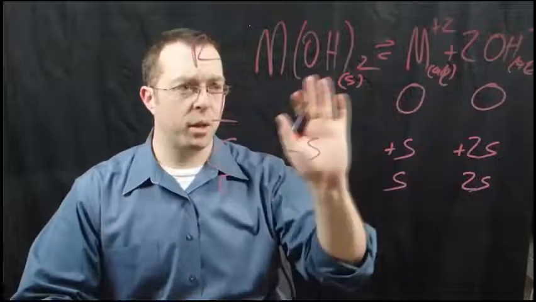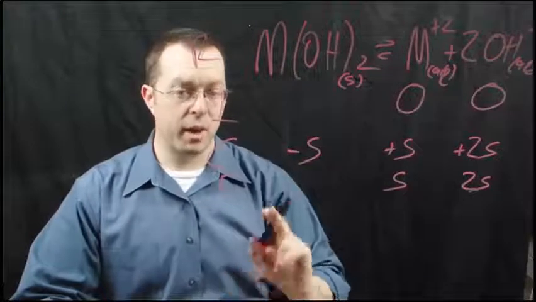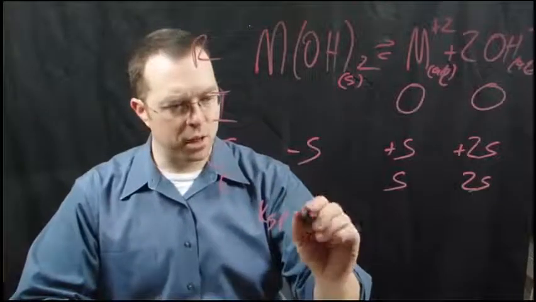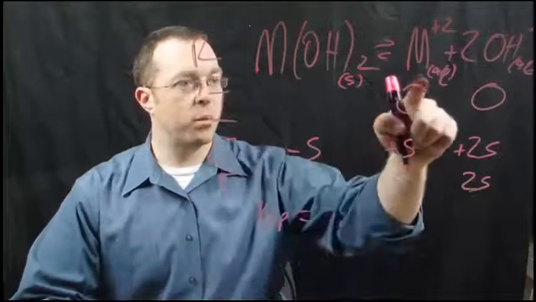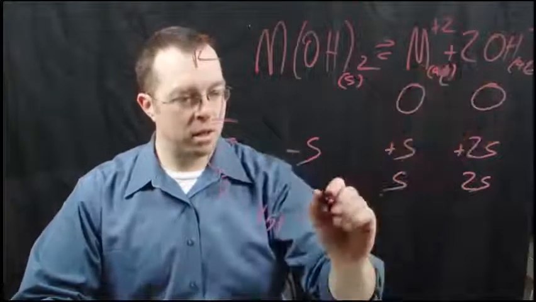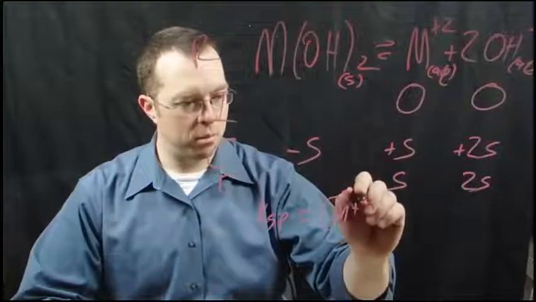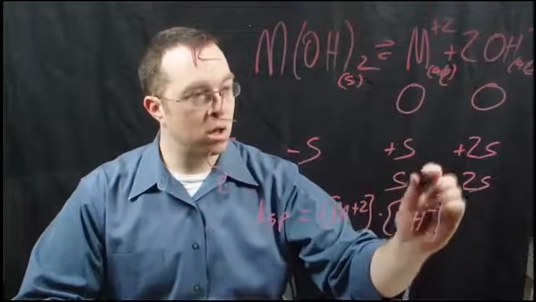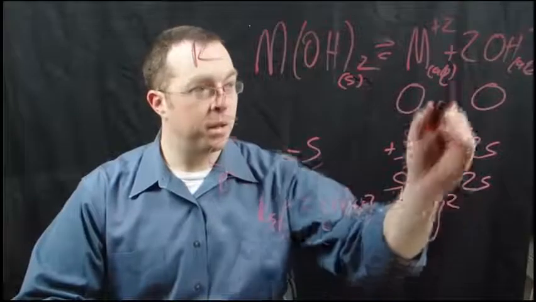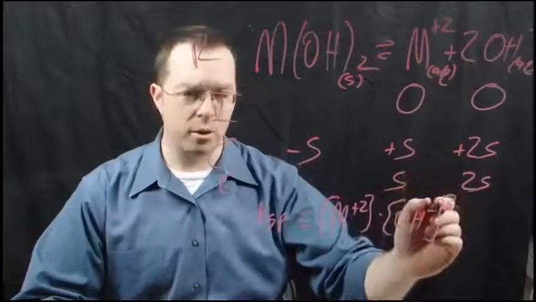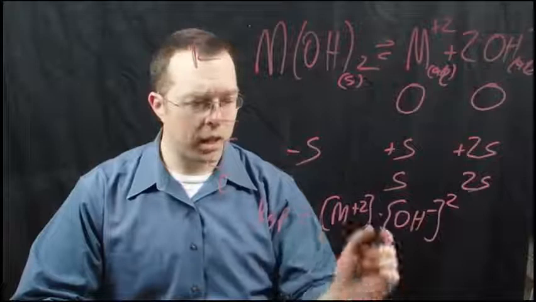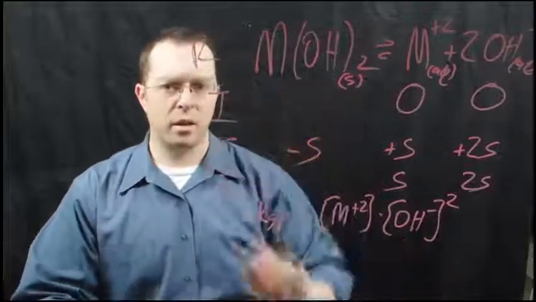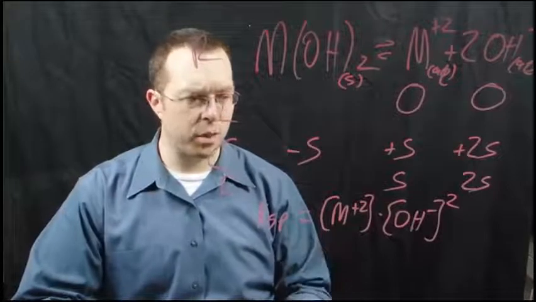So now I have set up my rice table to help me set up my Ksp expression. The Ksp expression, in this case, is my products, these two ions, so the concentration of M+2 times the concentration of hydroxide ions squared. This 2 gives me that 2. Now, if this was a normal K, I might put a fraction and put the reactants, but that is a solid, so we don't include that in the K expression.